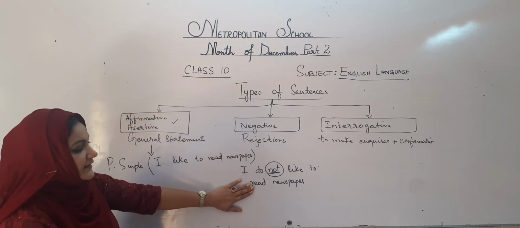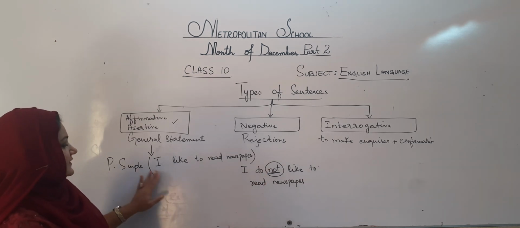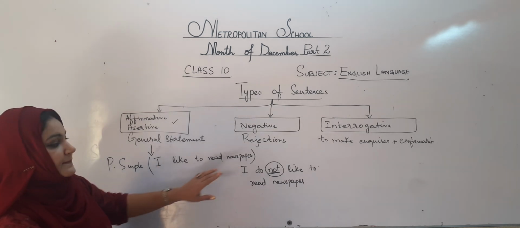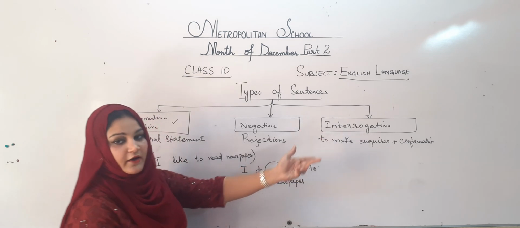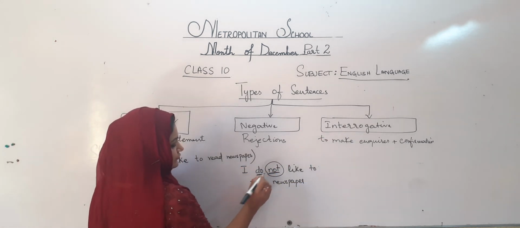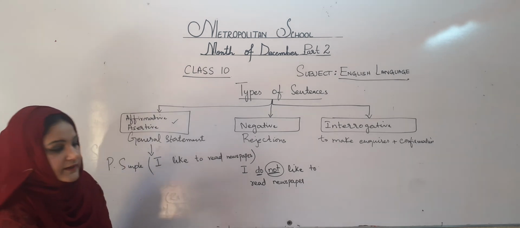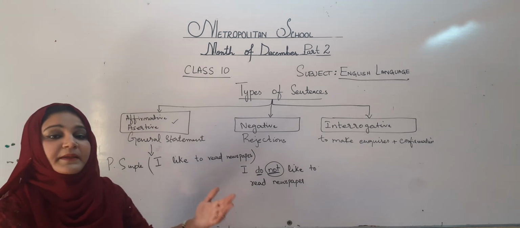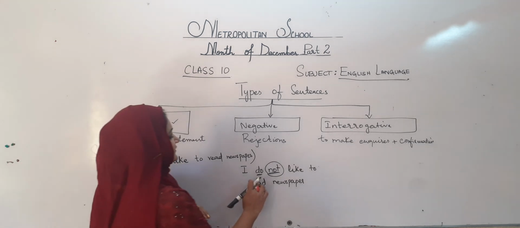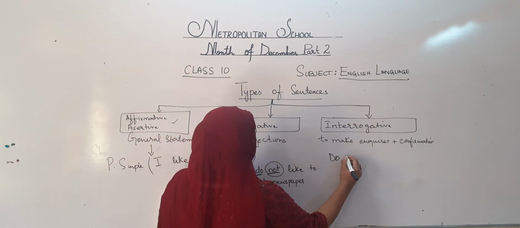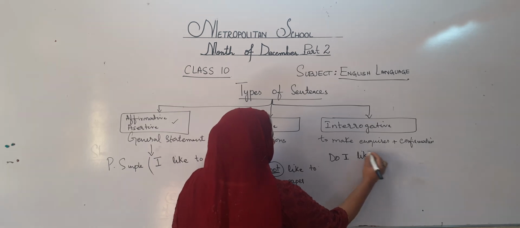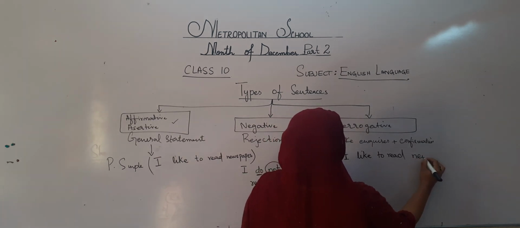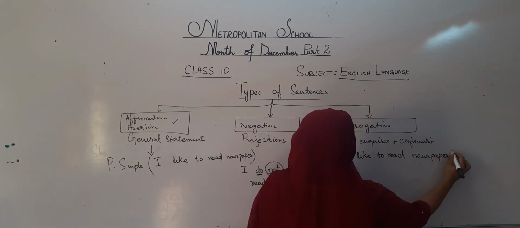Now I'm going to change it into interrogative. I'm going to take the first one, it will be easier for you: I like to read newspaper. Now I need to change it into interrogative. So how will I change it? As I have added do in the negative, the same will be done in the interrogative. But keep it in your mind, whenever you change into interrogative, the helping verb will come at the beginning of the sentence. So: Do I like to read newspaper? Now this is a question mark.